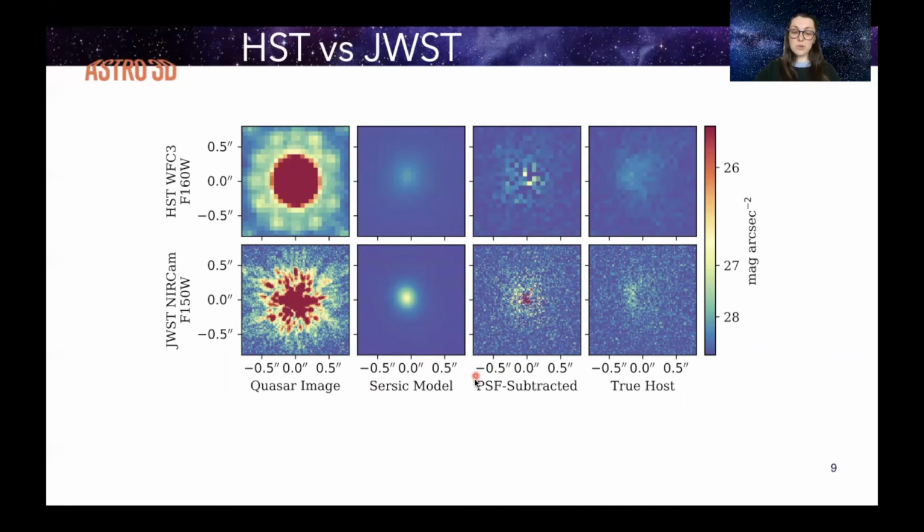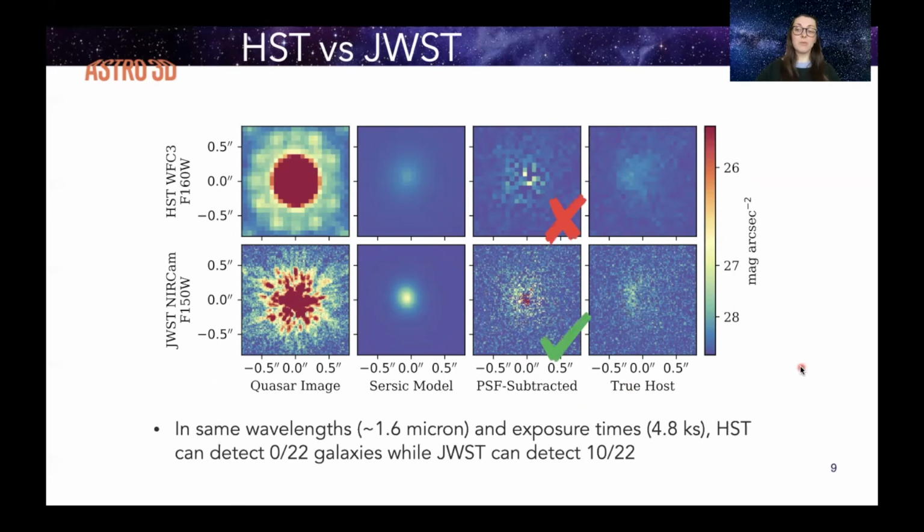If you look at the residual with the quasar subtracted, we have these images here, and then in the final plot on the right, we have what the host actually looks like. Now, the benefit of having these simulations is that we know what the host galaxy looks like without the quasar light, so we know directly what to compare it to. Ideally, you want this PSF subtracted panel to look like the true host panel. Running the statistical analysis, we find for this example, HST makes no successful detection, but JWST does.